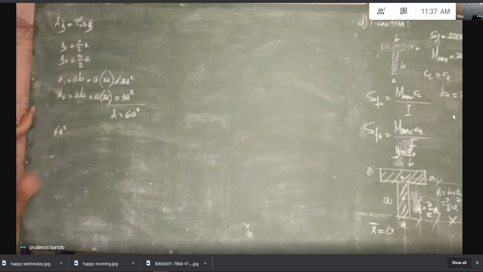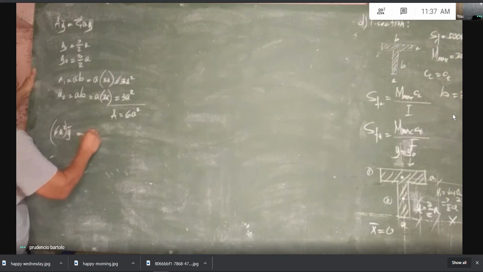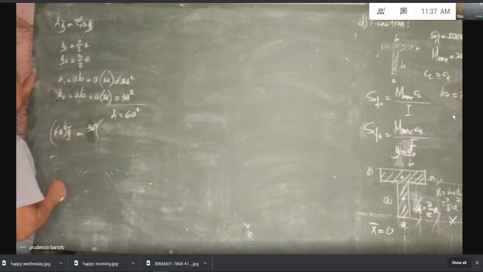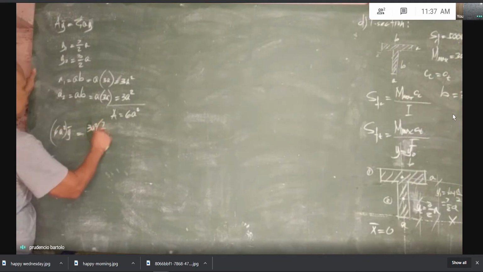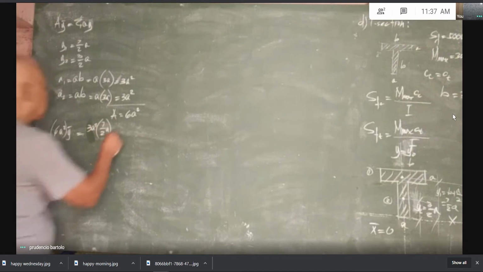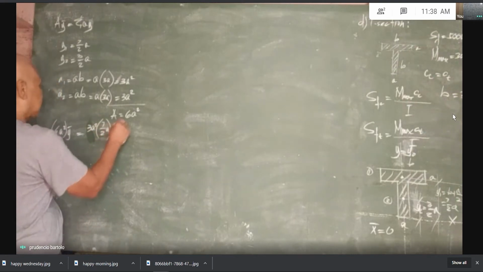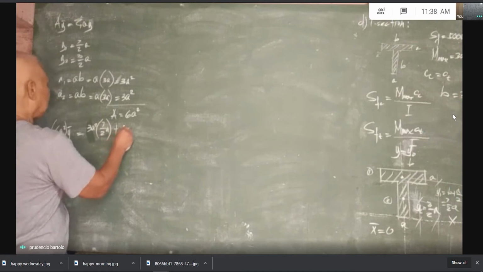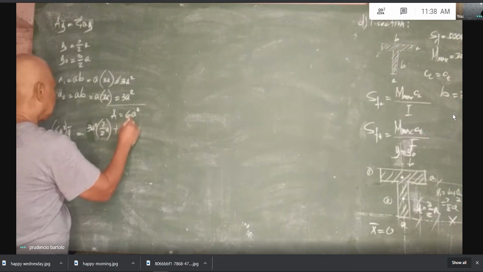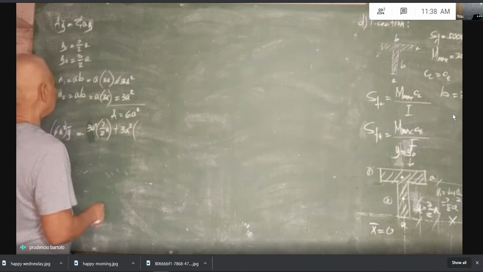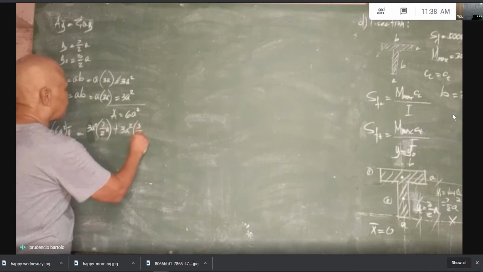A multiplied by y bar equal to A1. That is 3A squared by y1, 7 over 2a, plus 3a squared multiplied by y sub 2, 3 over 2a.